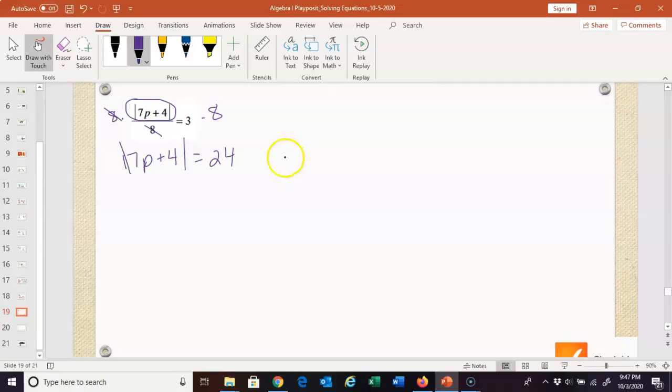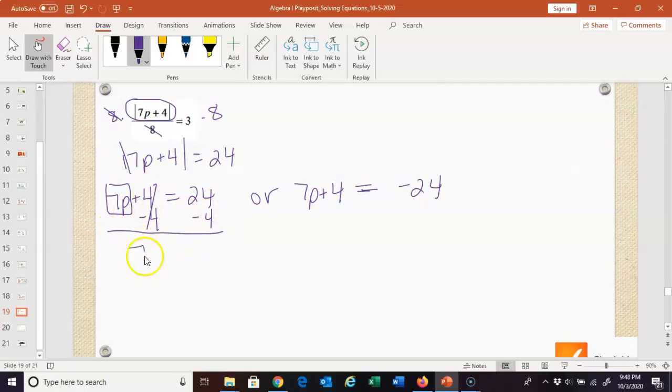Now, step 2, set up two equations. So the inside of the absolute value, 7p plus 4, can be positive, or it can be negative. So we have our two equations. Now let's solve them. We're going to get p by itself, so let's move the 4 over first. You get 7p equals 20. This is 7 times p, so we'll divide both sides by 7. And p is a fraction.